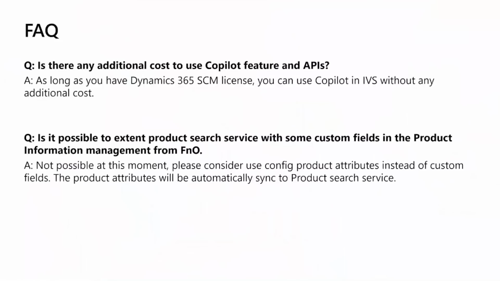Before we go into the Q&A session, I list some frequently asked questions from previous communication with customers. The first customer question is: is there any additional cost to use the Copilot features and its APIs? The answer is, as long as you and your company already have a Dynamics 365 supply chain license, you are able to use the Copilot in inventory visibility service and its APIs without any additional cost.